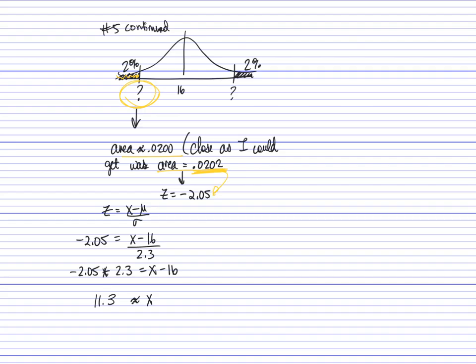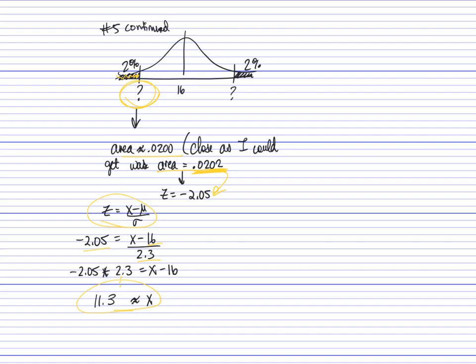That corresponds to a z-value of negative 2.05, which means, just like on number 4, we're going to use that z equals x minus mu over sigma, sticking in our z-value, sticking in our mu and our sigma, and calculating out and getting x. This is rounded to 1 decimal place, as the instructions said.